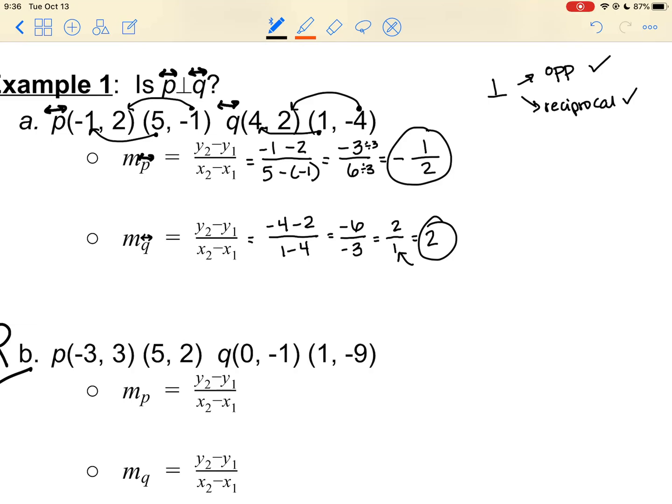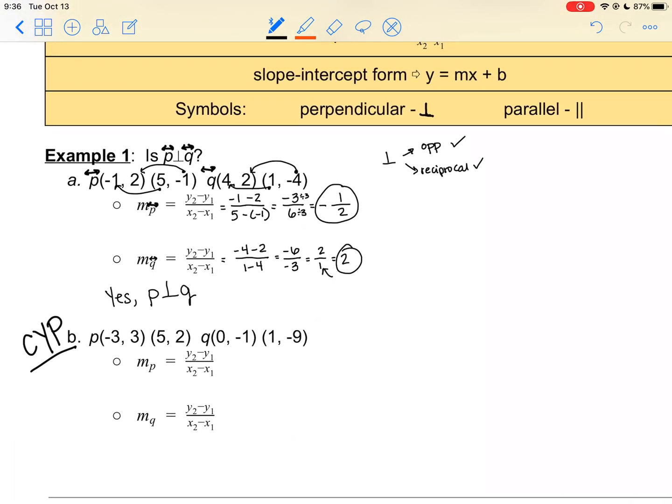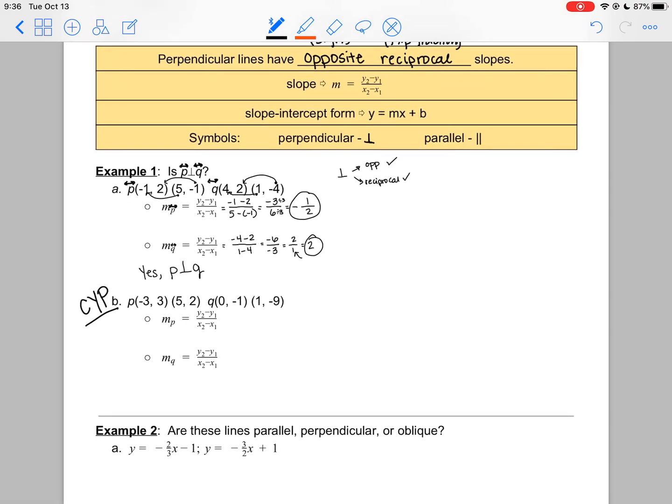So is P perpendicular to Q? Yes, P is perpendicular to Q for this one. So you're going to check the slopes. They have to be both opposites and reciprocals to be perpendicular. You have a your turn problem there that you will complete in the Google form.